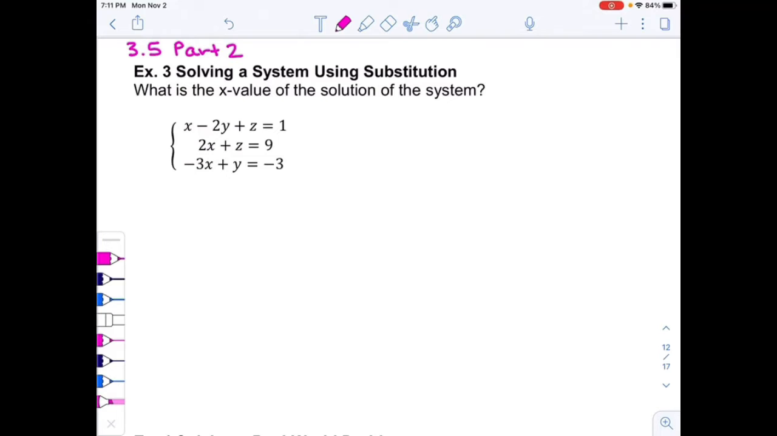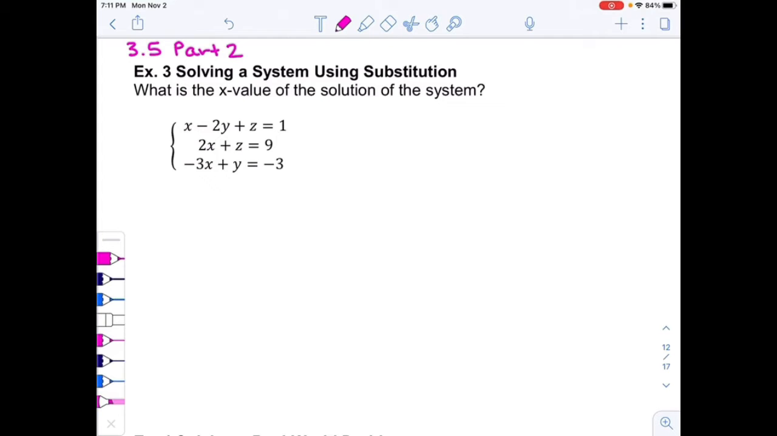is equal to 1. We have a 2x plus z is equal to 9. And we have a negative 3x plus y is equal to negative 3. Now notice the first equation has x, y, and z. But the last two equations, they only have two variables. So if we look at that middle equation, 2x plus z is equal to 9. Well, z is almost by itself.